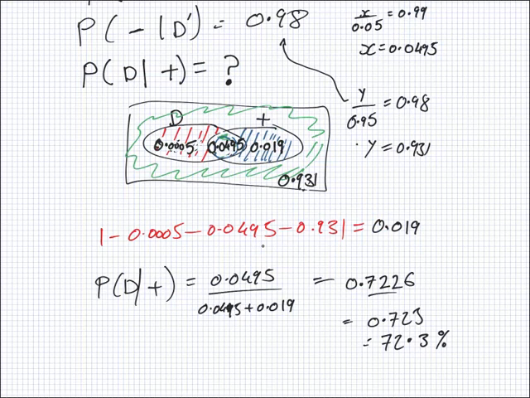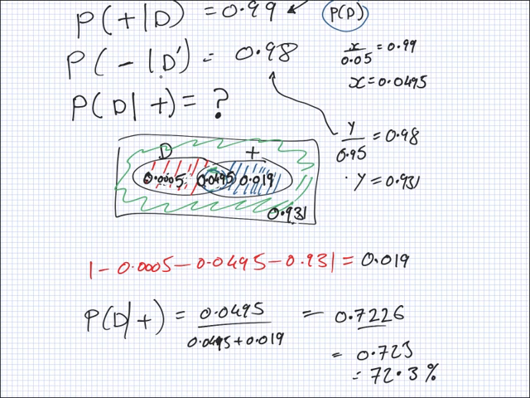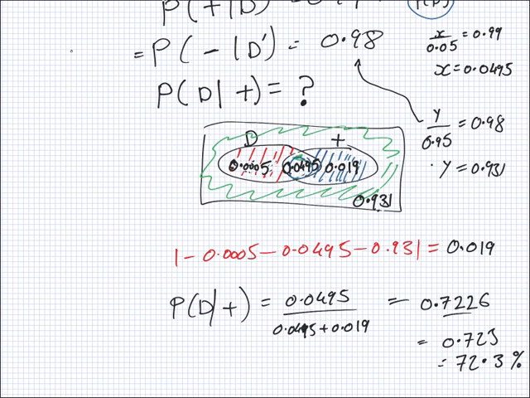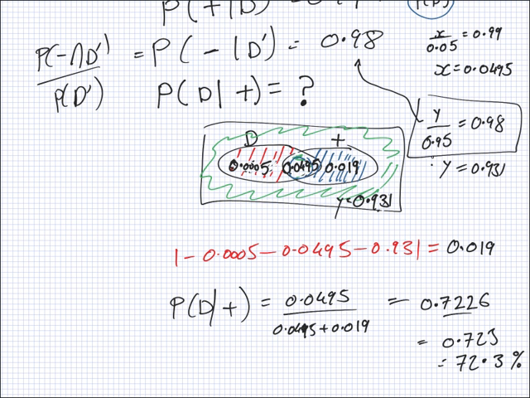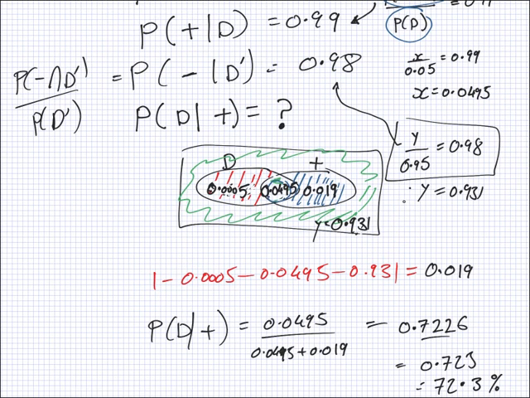Ah, here. This is negative test result and not having the disease. So remember the formula is this: negative and no disease over no disease. So negative and no disease, I think I just called that the letter Y, which was this thing here. And no disease is 95. And we know that that's equal to 98%. So that's how I got this equation. Yeah?